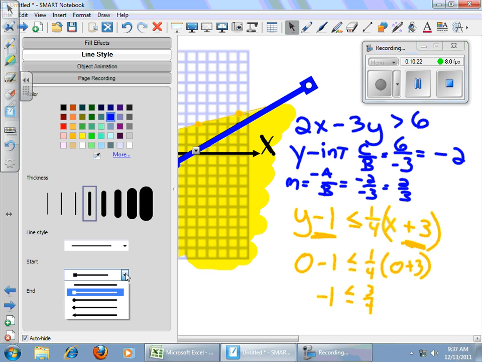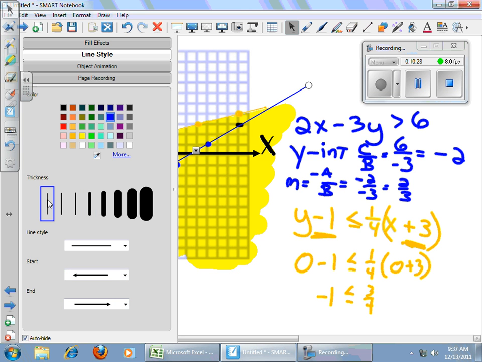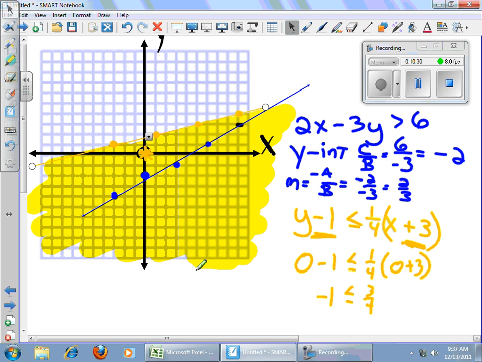Properties, I want some arrowheads. And that's good. Okay, this yellow line I'm going to need to make longer to find out where they cross.